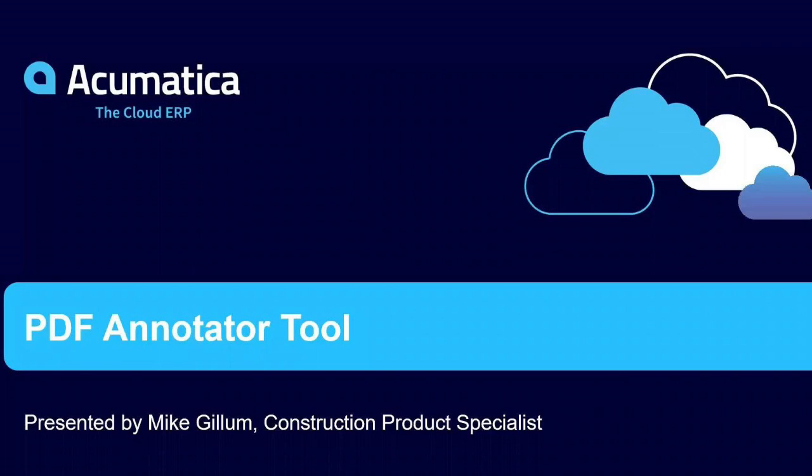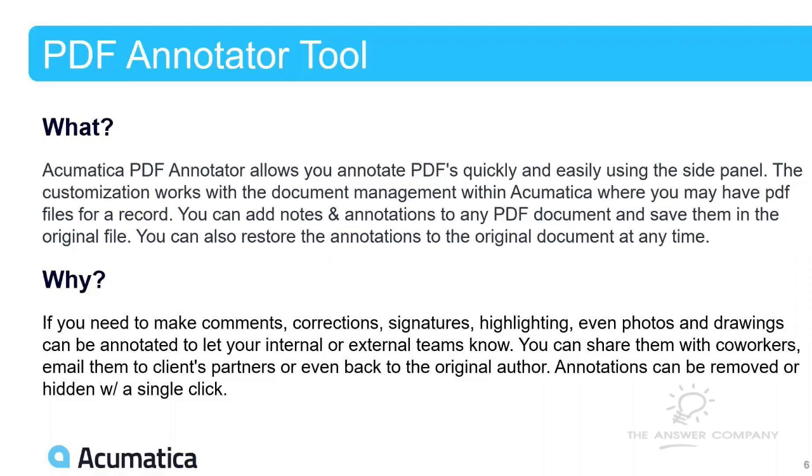So, PDF Annotator tool, let's talk about what that PDF Annotator tool is. It's a PDF Annotator tool that allows you to annotate, mark up, redline, drawings, PDF documents, photographs, anything that's a PDF file that can be added to Acumatica as a document. You can quickly and easily annotate or mark up those PDFs in the system.